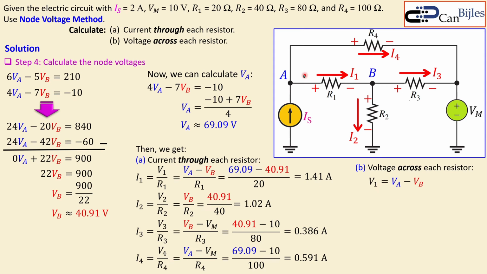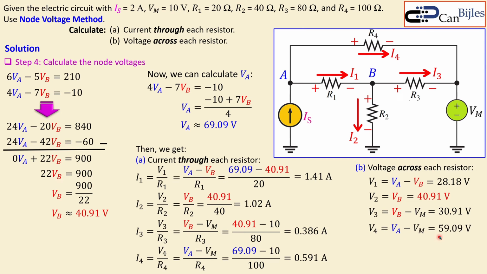So V1 is just this voltage, VA minus VB, and that is already calculated: 28.18. V2 is just VB, that is then 40.91, and V3 is VB minus VM, that is also straightforward, just this value minus 10, 30.91. And V4 is VA minus VM, that is also really straightforward, 59.09 volts. So we have everything from the calculations using these two values, VA and VB, that are the node voltages.